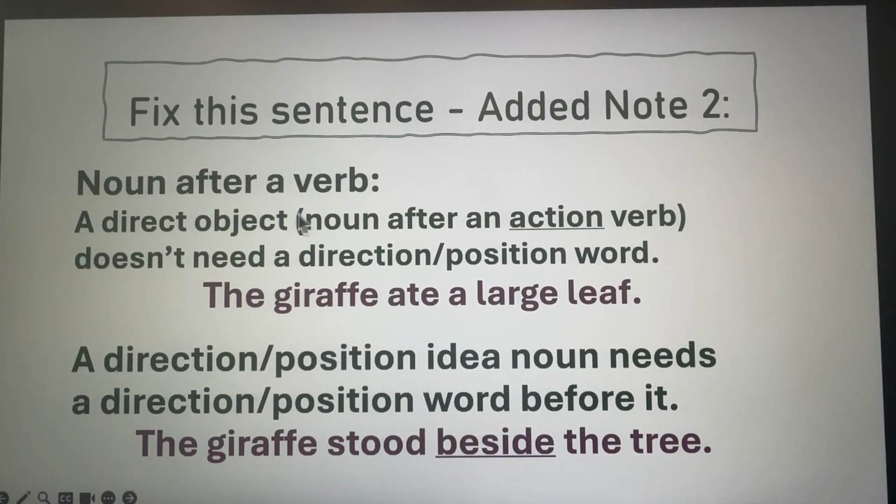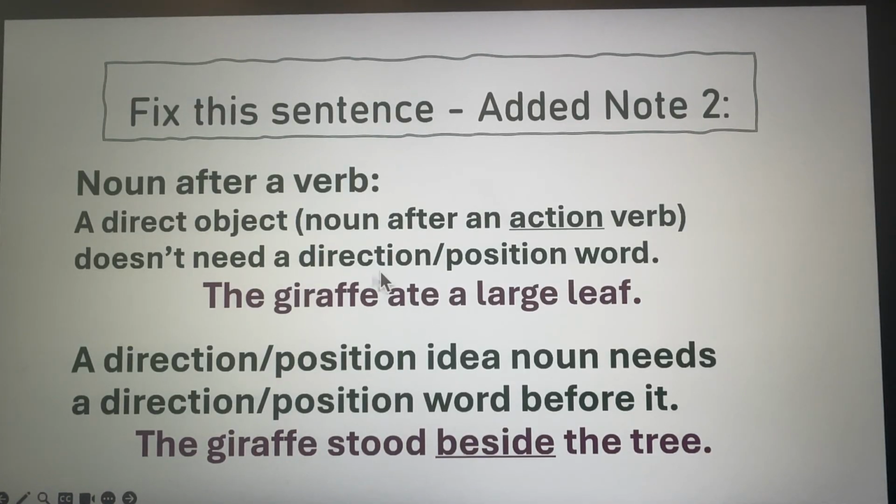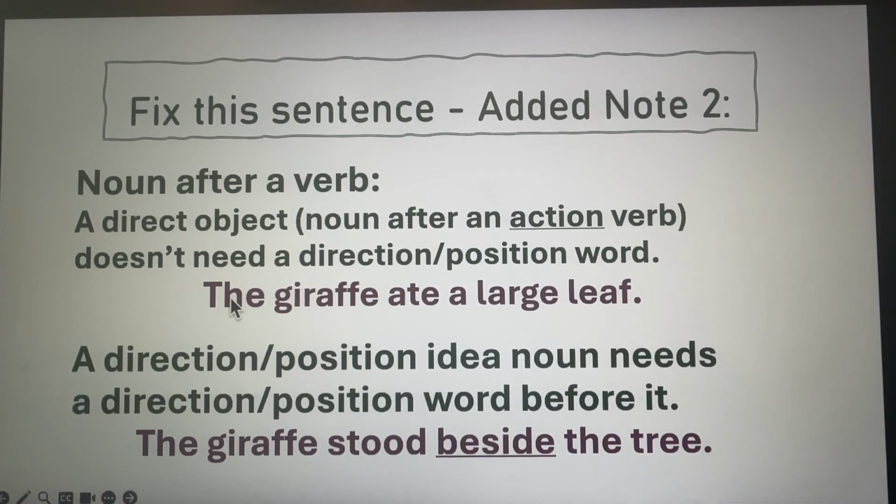Now fix this sentence, added note 2. When a noun comes after a verb, we were earlier putting "a" or "an" or "the" in front of it, but sometimes it needs another word. A direct object, which is a noun after an action verb, doesn't need a direction or position word called a preposition. The giraffe ate a large leaf.